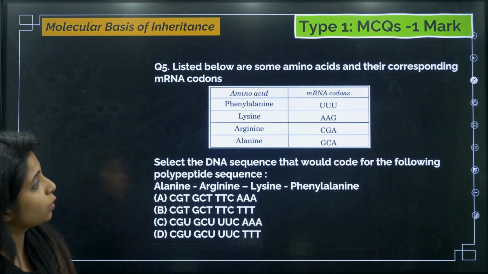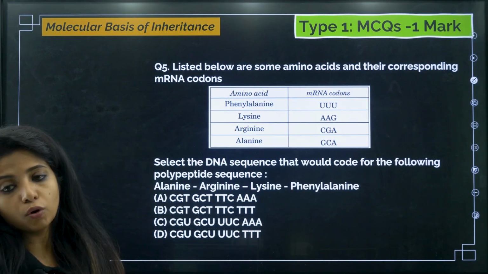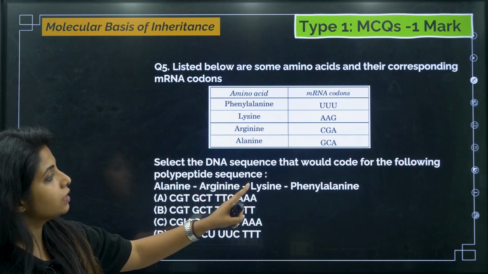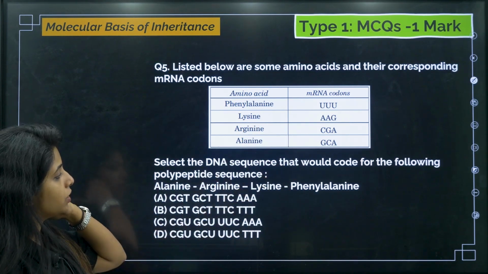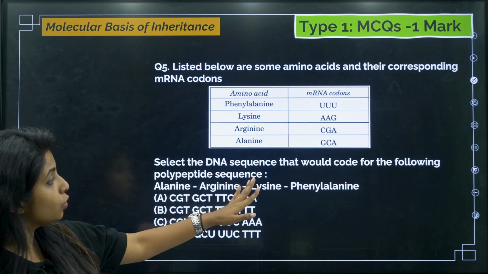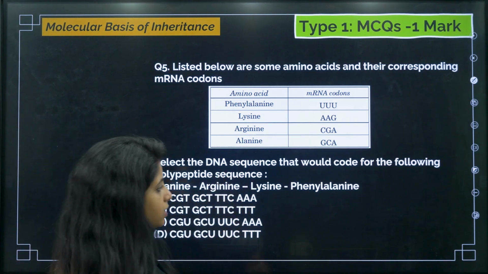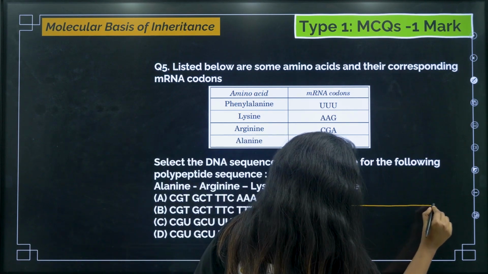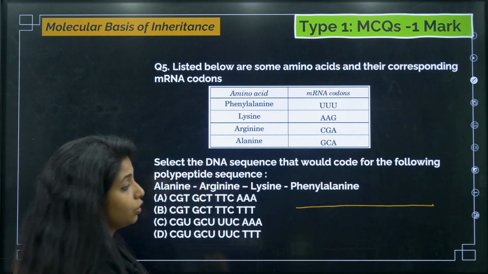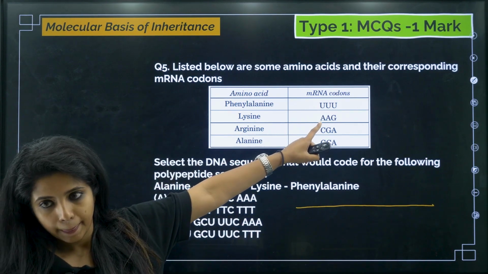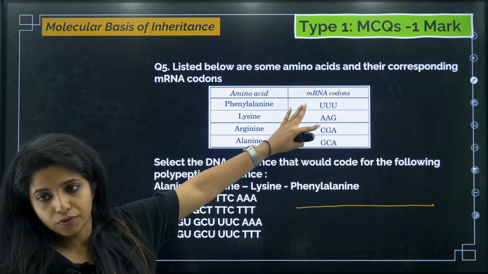Listed below are some amino acids and their corresponding mRNA codons. So these are the mRNA codons, phenylalanine, lysine, this and that. Select the DNA sequence that could code for the polypeptide sequence. So alanine, arginine, you have to find the DNA sequence, children. Okay, so there is DNA. On the basis of DNA, you get the RNA, and this is mRNA. So these are the mRNA codons that you see over here.